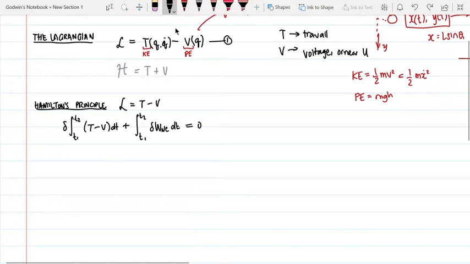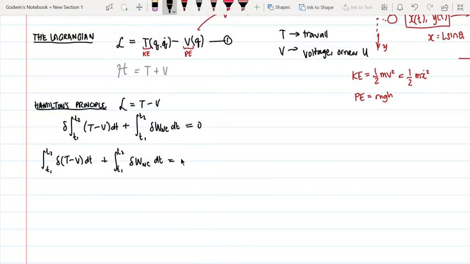And then what we're gonna do next is we're going to put this delta inside the integral, and then we'll expand from there. So I'll just do that. From t1 to t2, we'll do delta of T minus V dt plus integral from t1 to t2 of small steps of non-conservative work with respect to time. Okay, ayan. And so what does this mean, the delta T minus V?